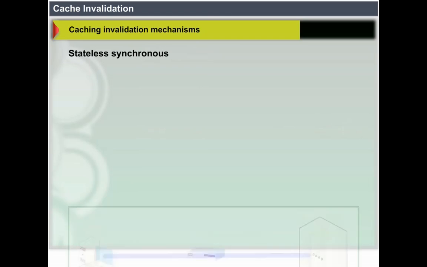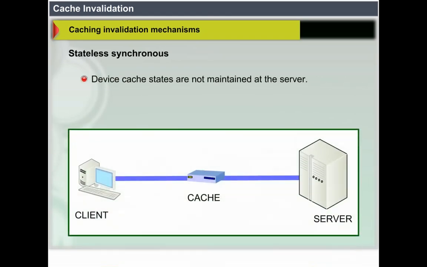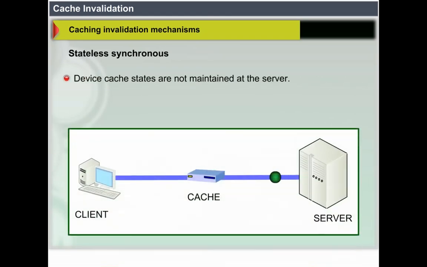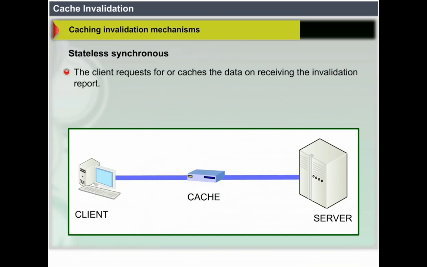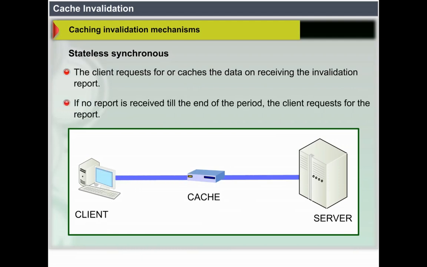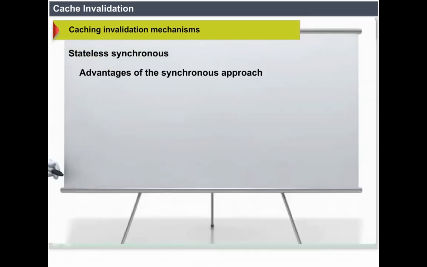Stateless synchronous. Device cache states are not maintained at the server. The server periodically advertises an invalidation report. The client requests or caches the data on receiving the invalidation report. If no report is received till the end of the period, the client requests the report.